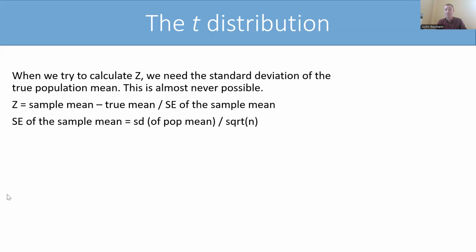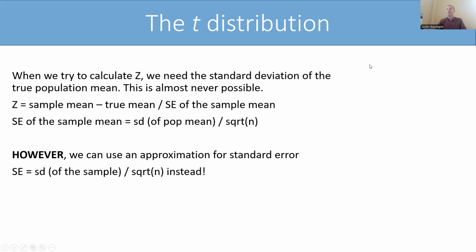Do we just guess? Like, obviously that's bad, right? This is the basis of all of our assumptions. And if we guess numbers or we put in the wrong numbers, everything we do is going to be wrong. So there is a clever way to get around this with some unique math. We can use an approximation for standard error, which is the standard deviation of the sample divided by the square root of n, the sample size, instead. We already talked about this briefly, but we can use this approximation for standard error instead.